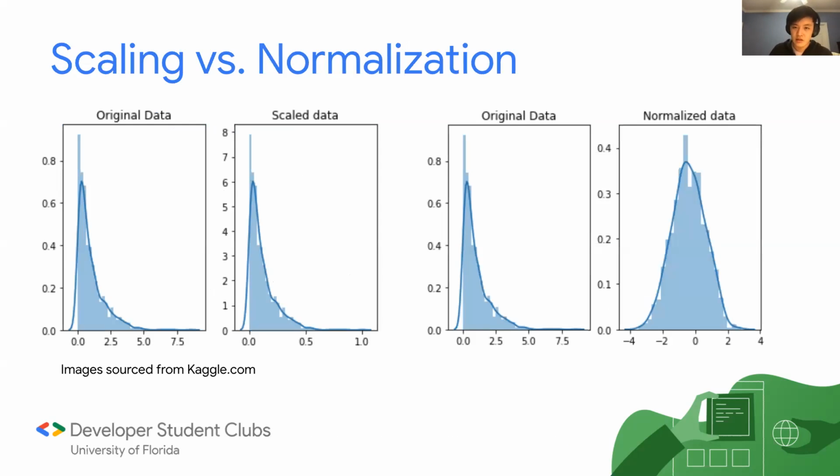So pictured here are some visual representations of scaling and normalization. The plots here are distribution plots, and the x-axis just shows the observed values, and then the y-axis shows the proportion of the values within that observation. As you can see, scaling changed the range of the observation. It went from 0 to 8 to 0 to 1, but it didn't change the shape of the distribution overall. On the other hand, normalization, you can see it changed from skewed right to more of a bell-shaped curve. And this obviously changes the distribution shape.